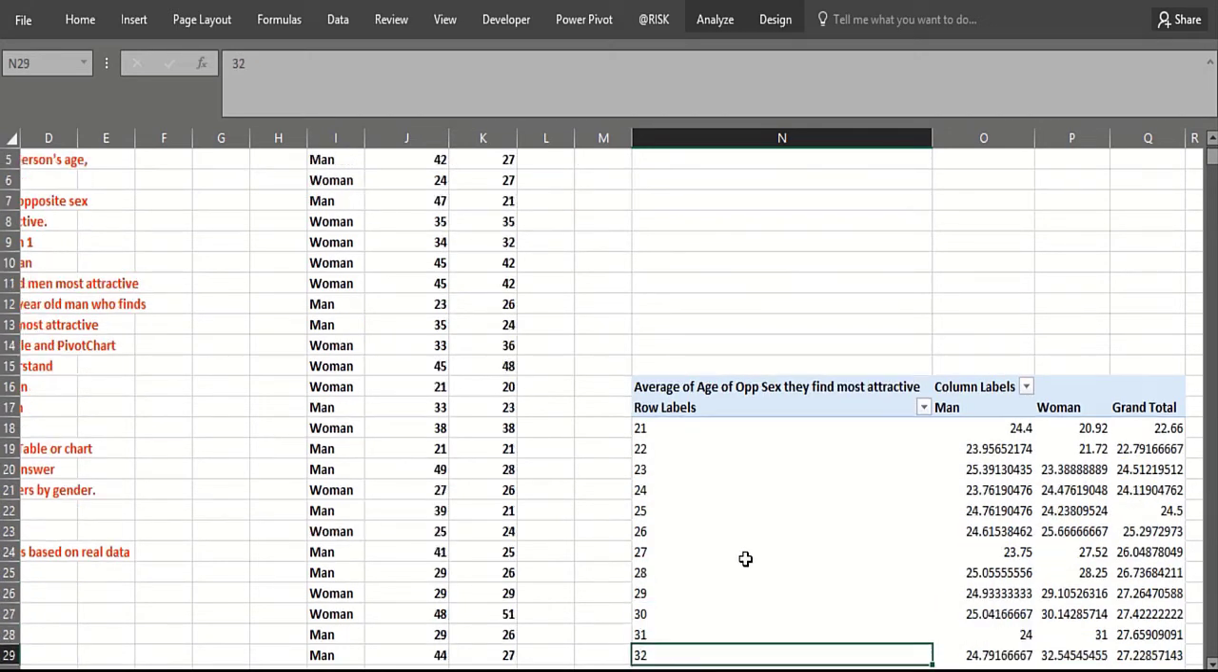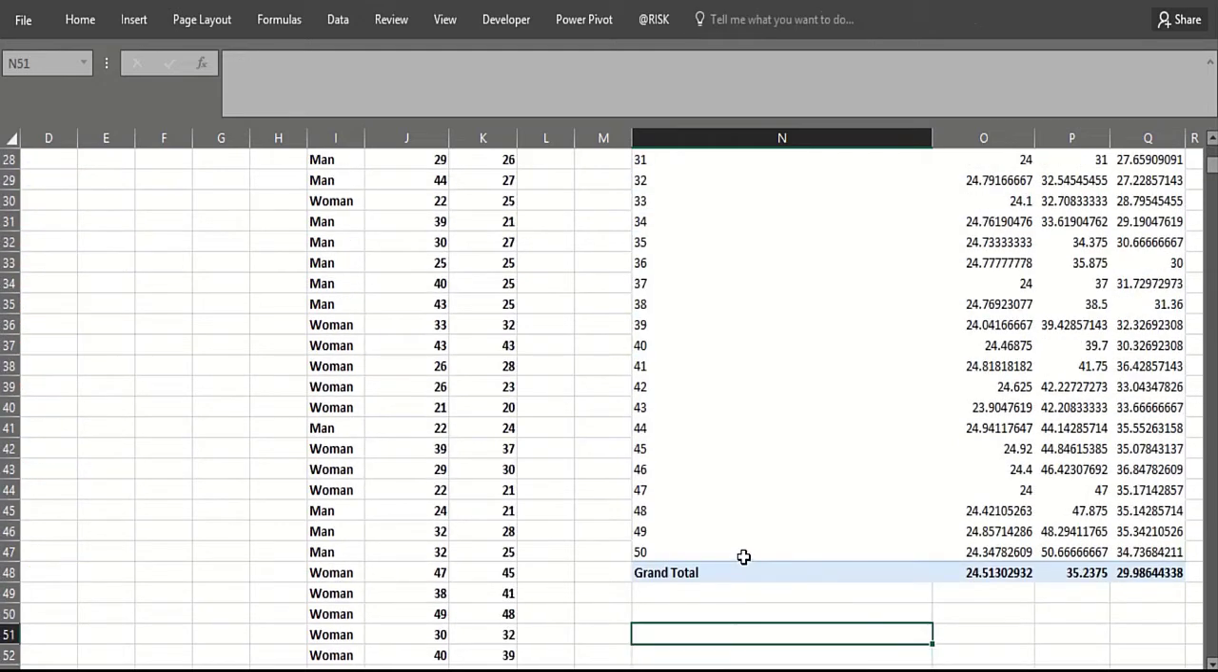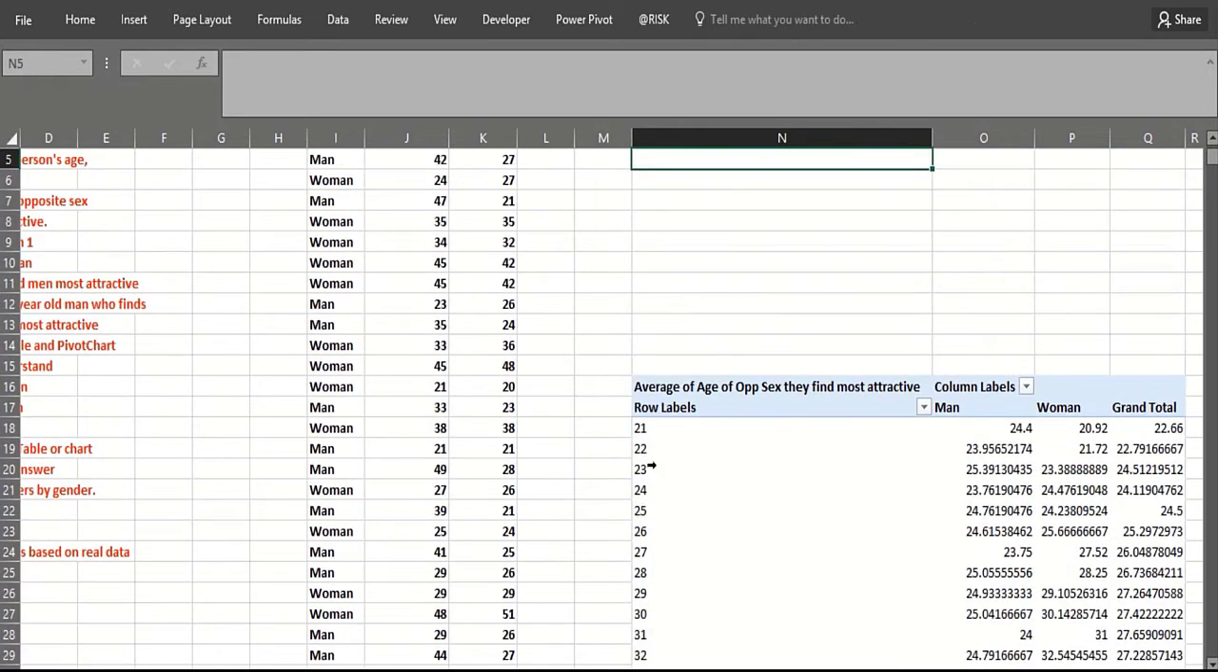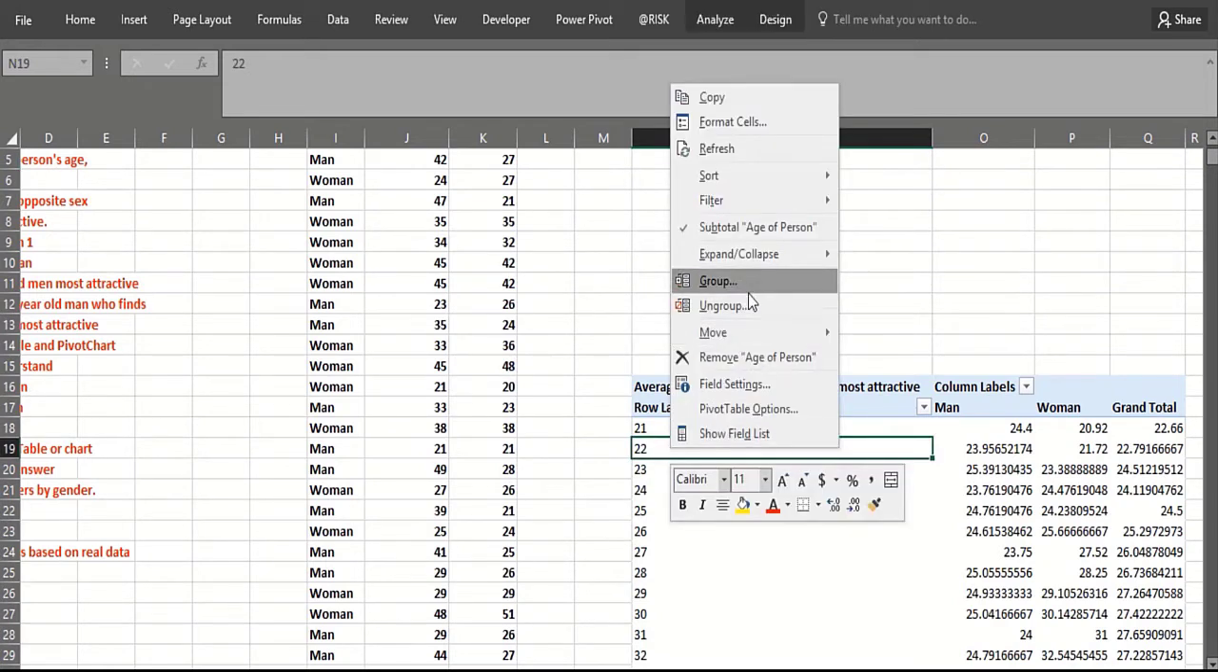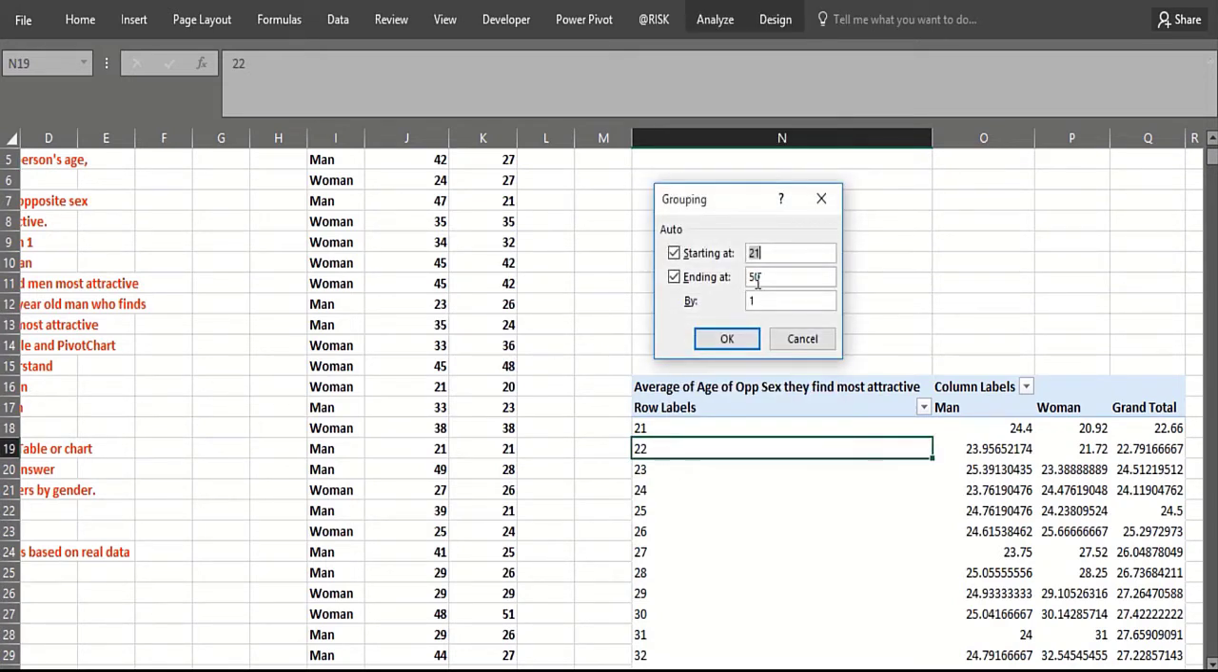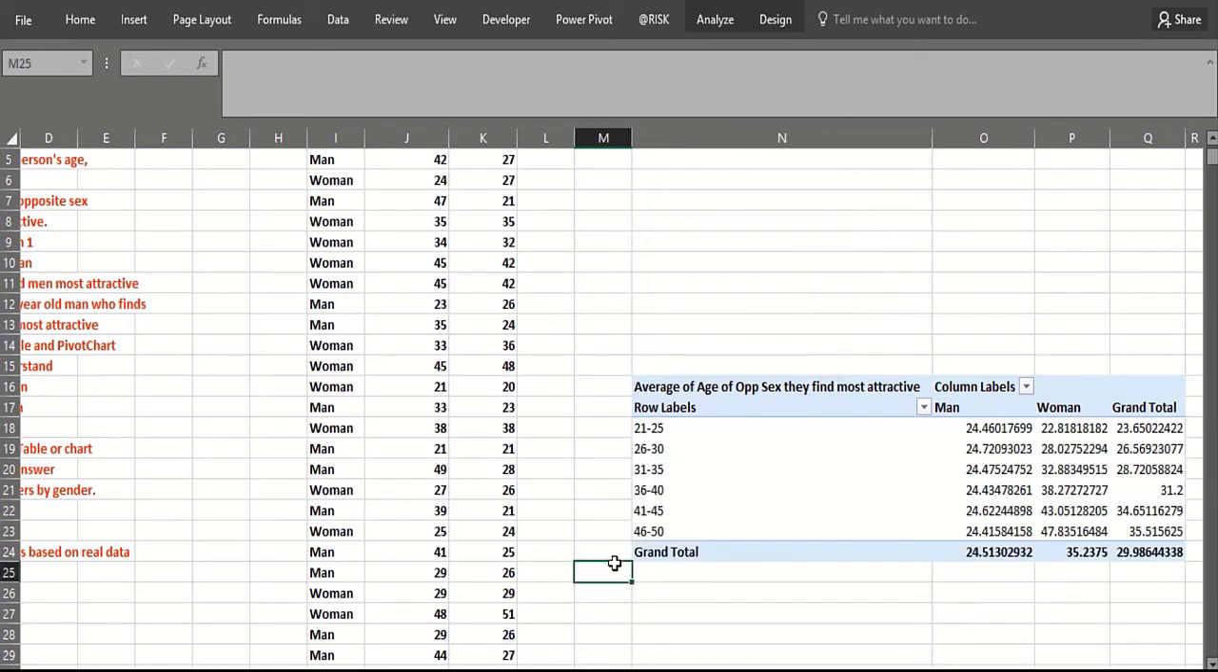But we should group this because we've got too many data points here, ages 21 through 50. So how about we group this in 5-year increments? So I right-click, group, 21 to 50. Let's go 5-year increments. There we go.